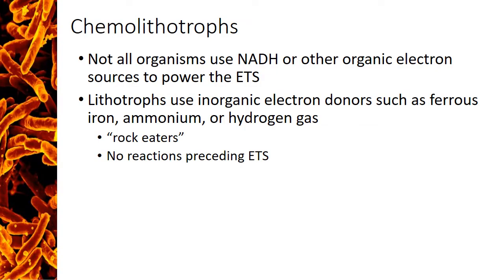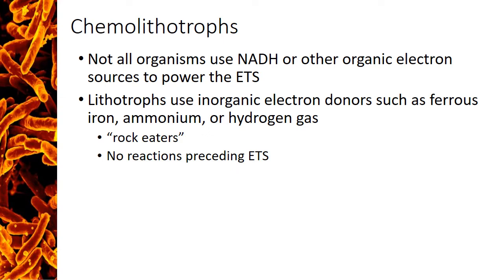Chemolithotrophs are organisms that obtain their energy from chemical substances. However, unlike chemoorganotrophs that you are used to learning about, these organisms do not use organic molecules for their energy source. Remember, organic molecules are things like glucose and carbohydrates and lipids, things you normally associate with energy. Because these molecules are not broken down for energy, chemolithotrophs do not run pathways like glycolysis or the TCA cycle for ATP production. They do, however, have an electron transport chain.